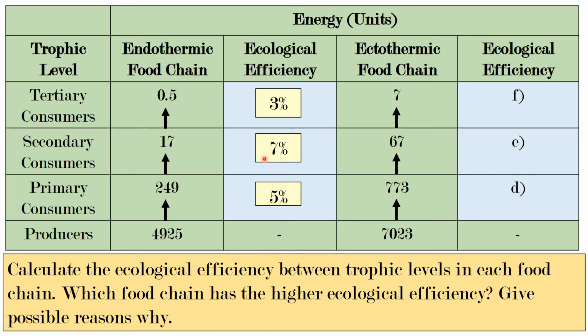Okay, so here are our values for the endotherms. The sum there was 249 over 4925 times 100. So we had 5%, and then 7%, 3%, whereas the ectotherms, D 11%, E 9%, and F 10%. So which food chain has the higher ecological efficiency? It's the ectotherm, and think about why. What is the difference between ectotherms and endotherms? Why would endotherms be losing more energy than ectotherms?